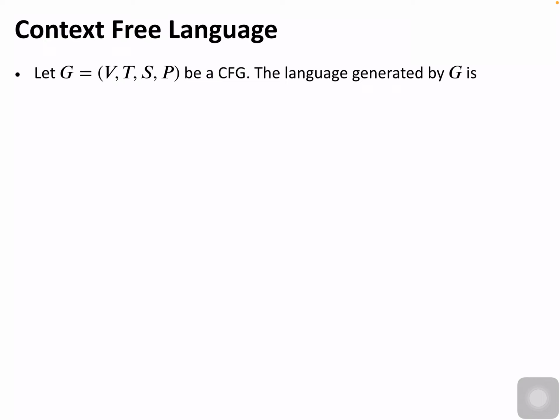I'll write how the language is generated by this context-free grammar. The language generated by a grammar is also very important. Let G = (V, T, S, P) be a context-free grammar, CFG.